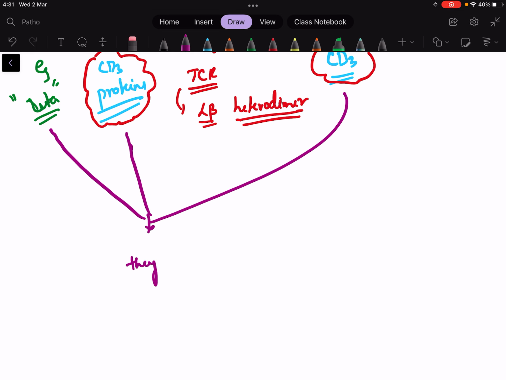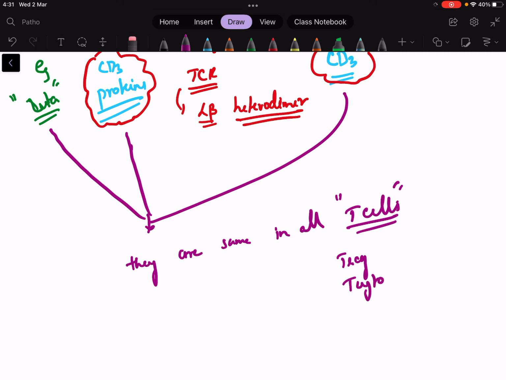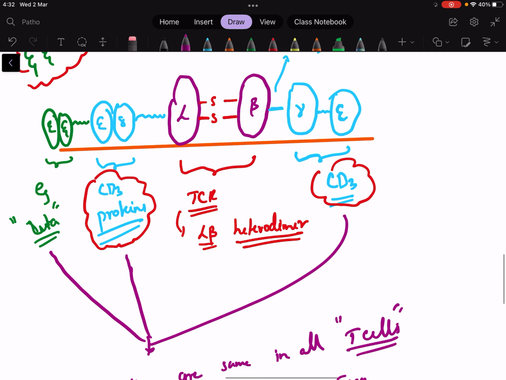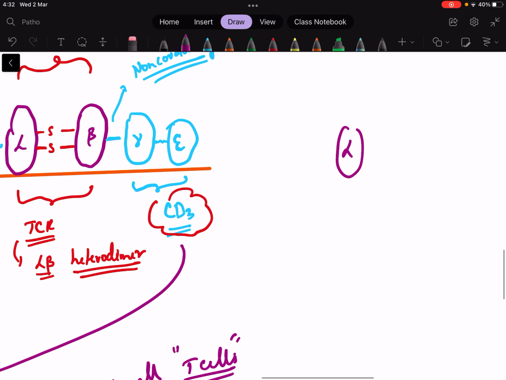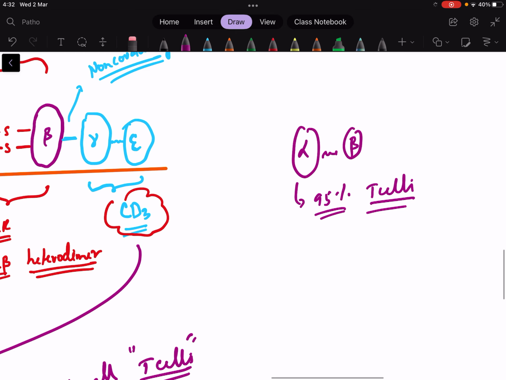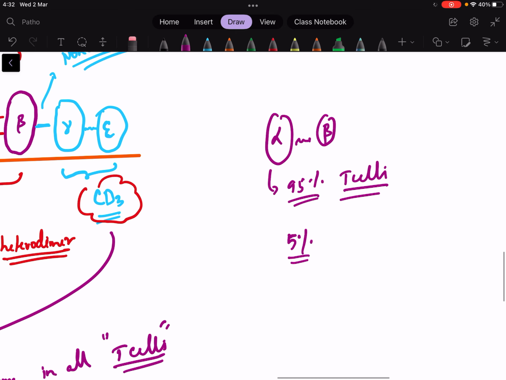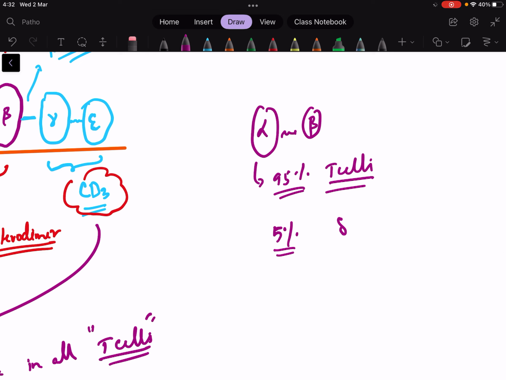They are the same in all T cells, like T regulatory cells, T cytotoxic cells and T helper cells. Whereas the alpha and beta component, about 95% of the T cells consist of alpha beta heterodimers. The remaining 5% can consist of a delta and gamma composition like this.